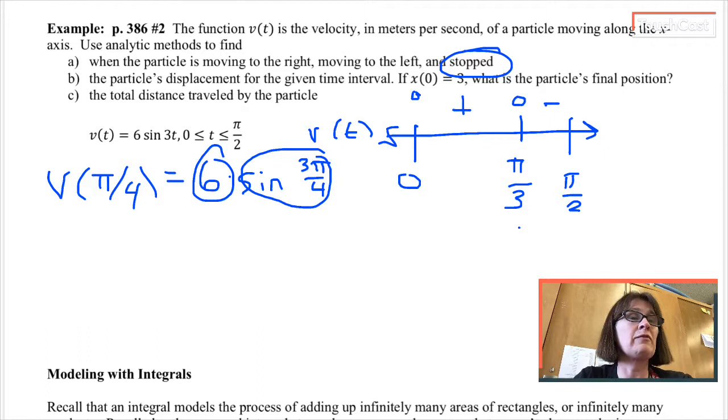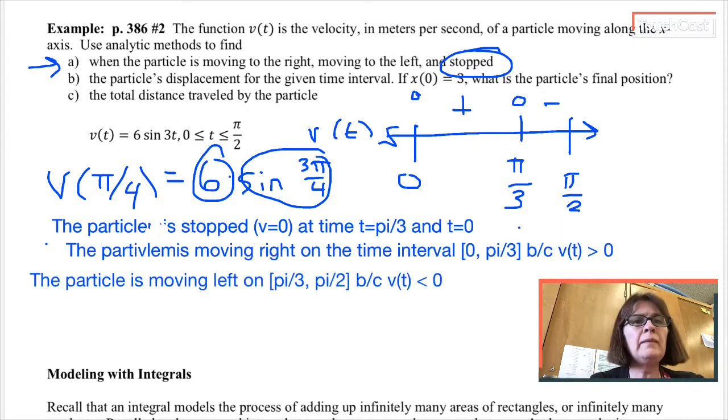So I have my velocity sine chart, and I'm going to make my answer for letter A. Apparently I have a hard time typing the words "the particle is." But the particle is stopped at time t equals pi over 3 and t equals 0 because the velocity is 0. The particle is moving right on the time interval 0 to pi over 3 because velocity is positive on that time interval. And the particle is moving left on pi over 3 to pi over 2 because the velocity is negative.